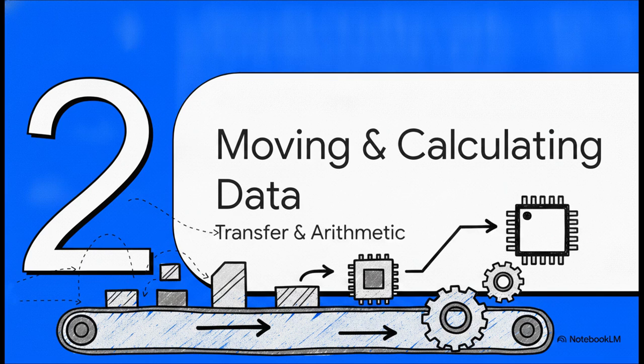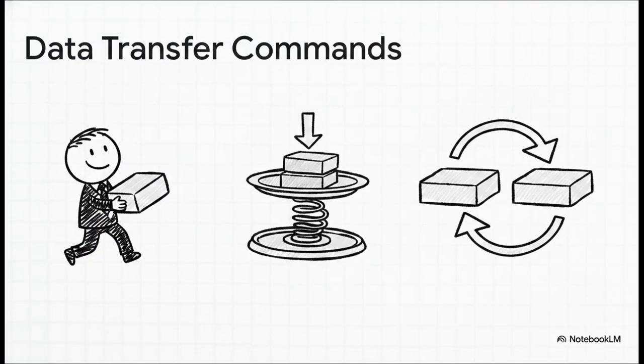Section 2. Moving and calculating data. Think of your data transfer commands as the heavy lifters of this whole operation. The MOV instruction is basically your standard courier, copying bytes or words from a source over to a destination. Then we have PUSH and POP, which are actually super cool. They act exactly like those spring-loaded plate dispensers at a buffet. PUSH stacks a 16-bit word right onto the top of the memory stack, and POP grabs whatever happens to be sitting on top. Toss in XCHG for instantly swapping data, plus IN and OUT for talking to external ports, and you've got the whole logistics team ready to go.